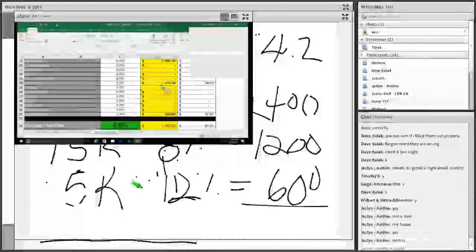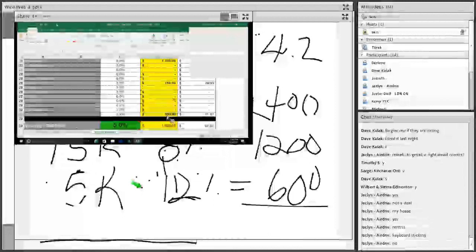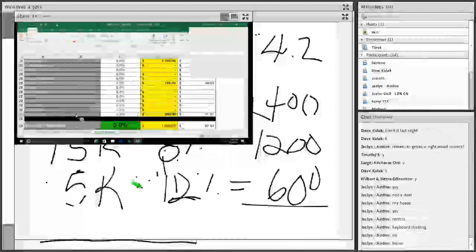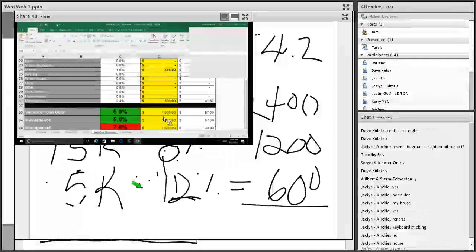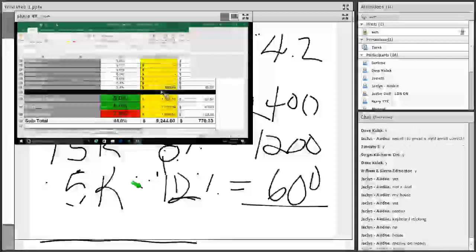Rent. Is this a condo? Keyboard sticking. Is this a condo? No? Okay. This management of 500, what is that? What is that? Money on repairs. Okay. So maintenance, you mean? Maintenance. Okay. I see. Okay.